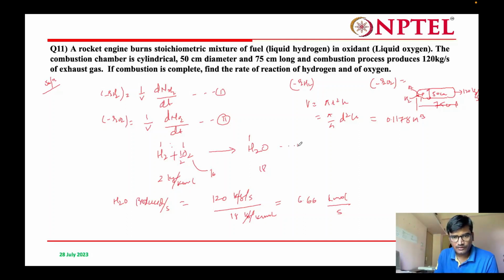This is equation 3. Now based on equation 3, H2 used is 6.66 kilomole per second and O2 used is 3.33 kilomoles.